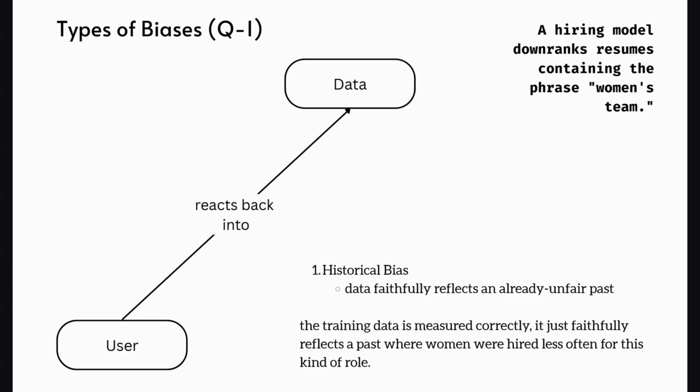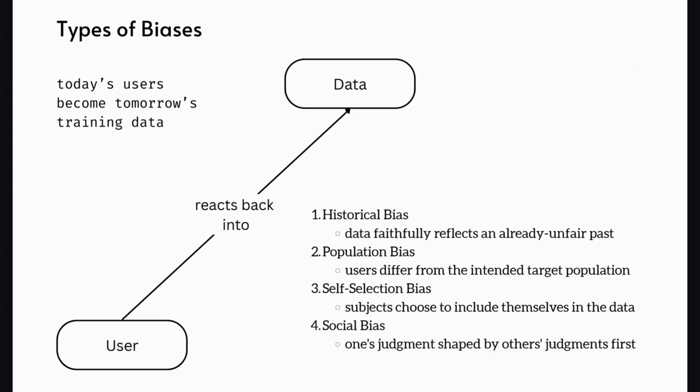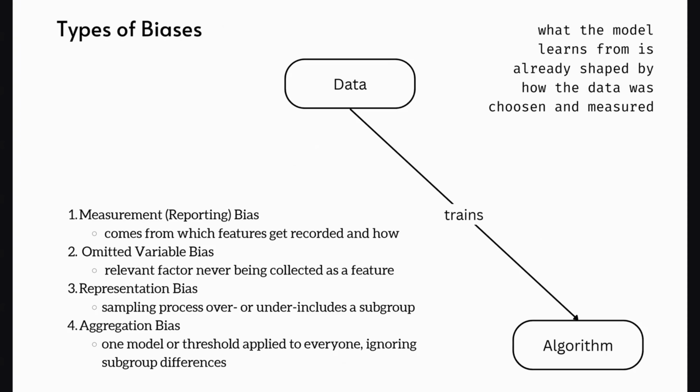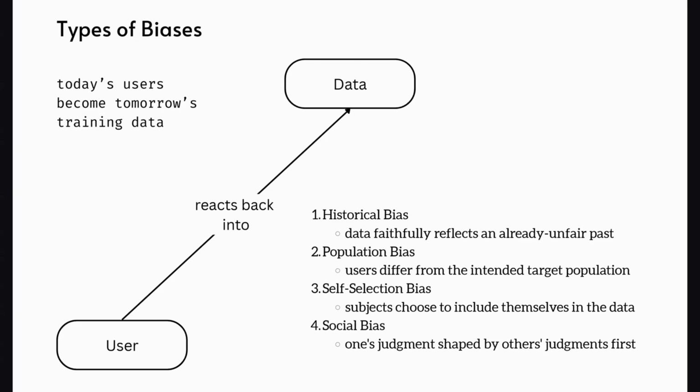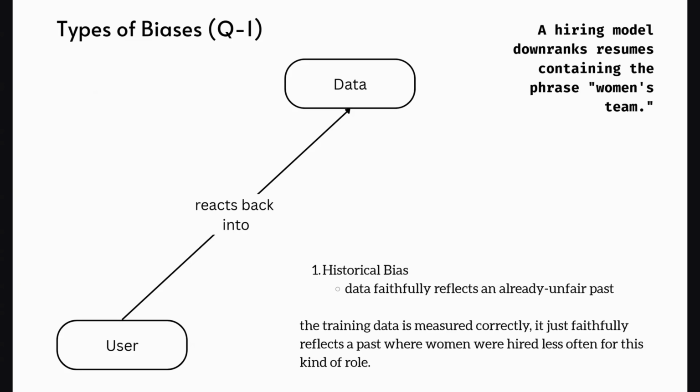So the ideal way is to first think about where it lies in this triangle. For example, in the questions, you mentioned that this is a historical bias or an algorithmic bias. Okay, so the hiring model downranks. Let's read the whole question first. Downranks resumes containing this. Okay, it's exactly what I wrote.